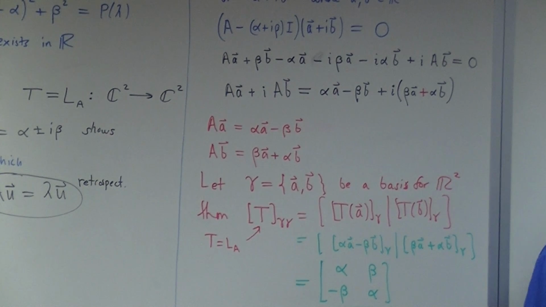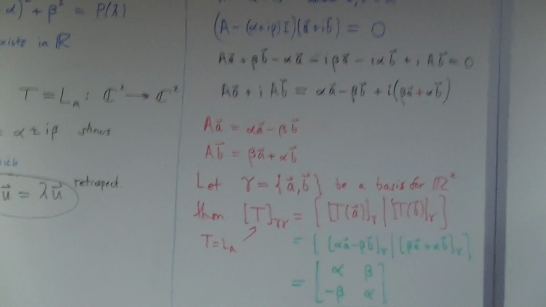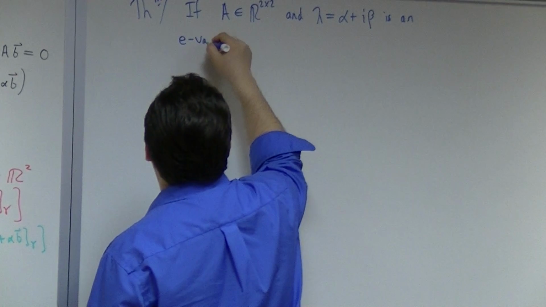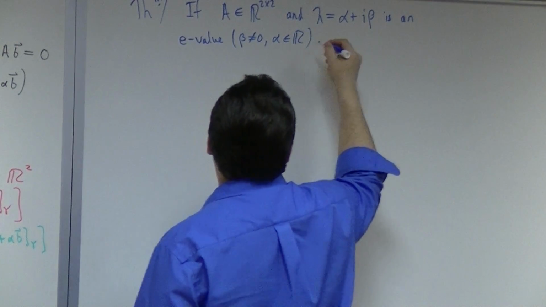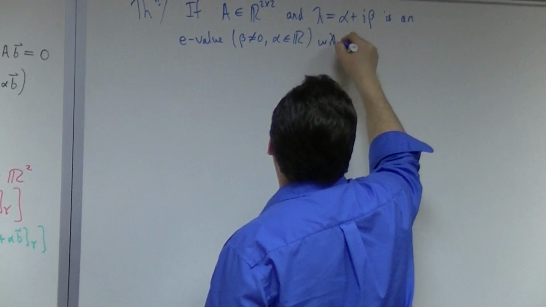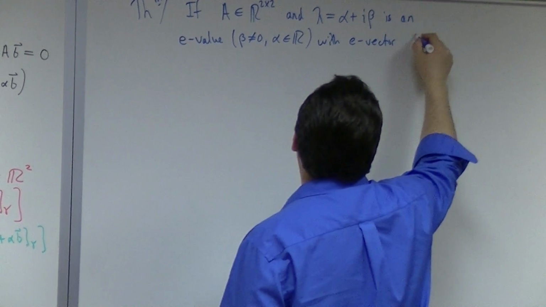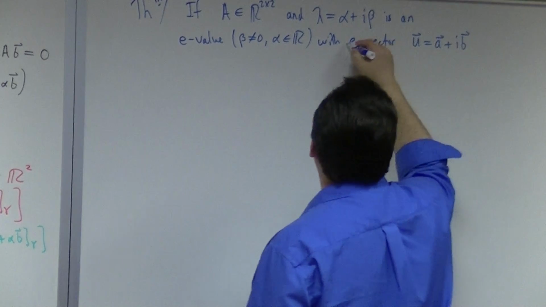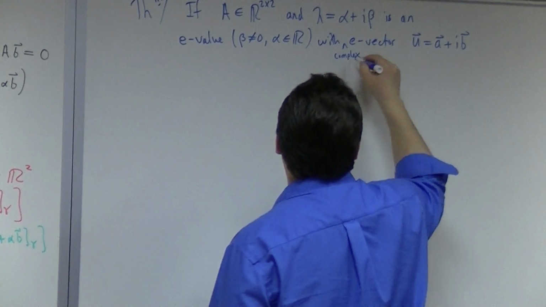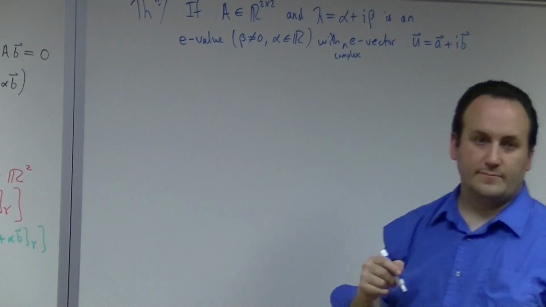If A is an element of R2 by 2, and lambda equal to alpha plus i beta is an eigenvalue, beta not equal to 0, alpha and beta elements of the reals, with eigenvector u equal to A plus iB. Of course, I mean a complex eigenvector, obviously, right? That's a slight abuse of language. Technically, it's not really an eigenvector for A. It's an eigenvector for the complexification of A, right?